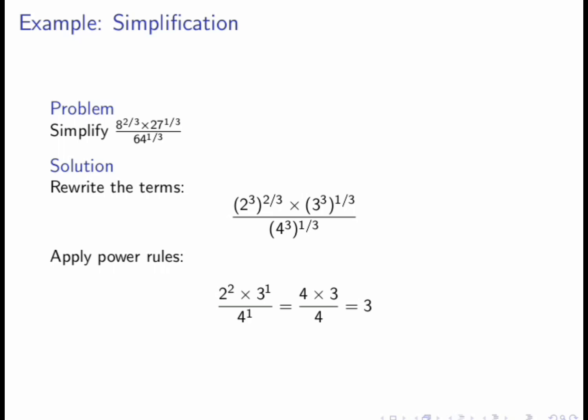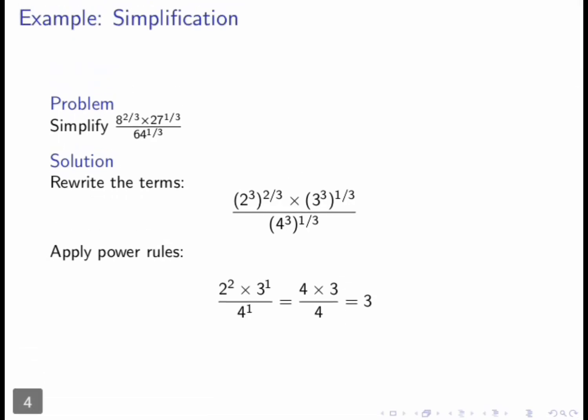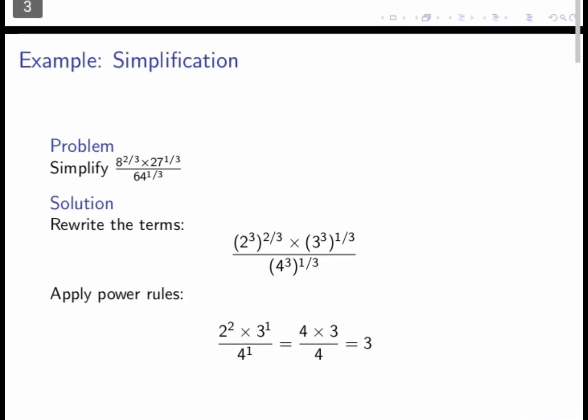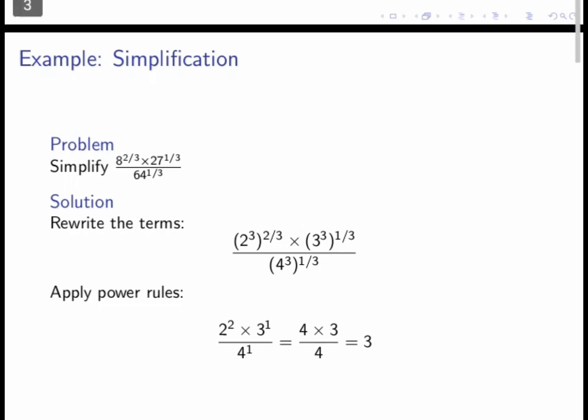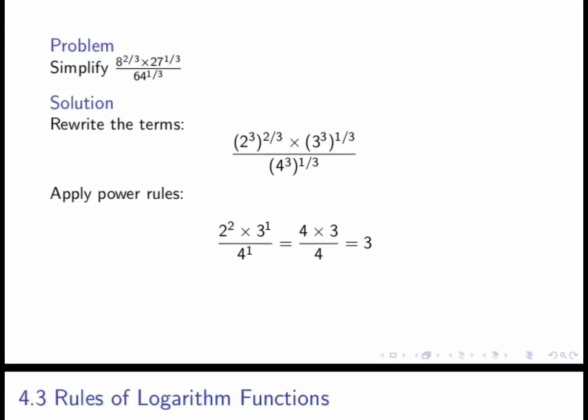Now we have an example, and you notice that we have three numbers: 8, 27, and 64. These three numbers have something similar: they can all be written as a number raised to the power of 3. So 2 raised to the power 3 is 8, 3 raised to the power 3 is 27, 4 raised to the power 3 is 64. For further simplification, you take out all of the powers, which is 3. By taking all of the powers out, we are left with 2 raised to the power 2 multiplied by 3 over 4, and our final answer is 3.